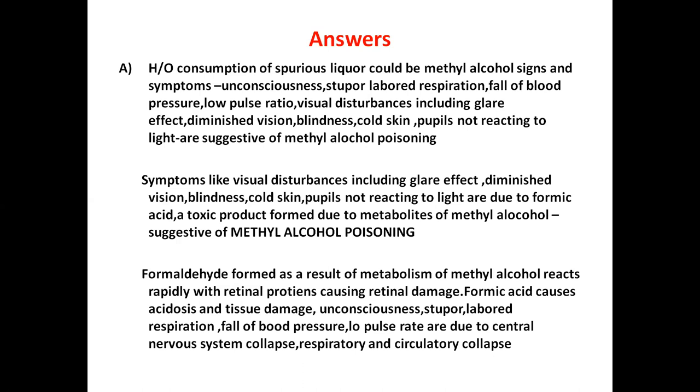Unconsciousness, stupor, labored respiration, fall of blood pressure, low pulse rate are due to central nervous system collapse, respiratory and also circulatory collapse. This is mainly due to the methyl alcohol poisoning. It is metabolized to a toxic product, formic acid, causing all these signs and symptoms, mainly the formaldehyde causing the retinal damage. But remember this important point, retinal damage.